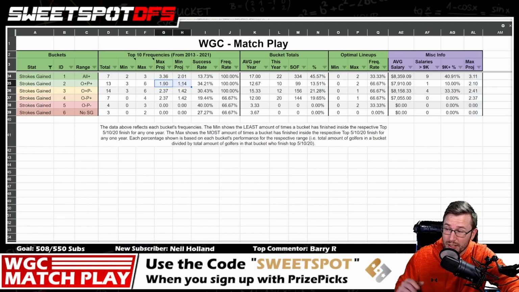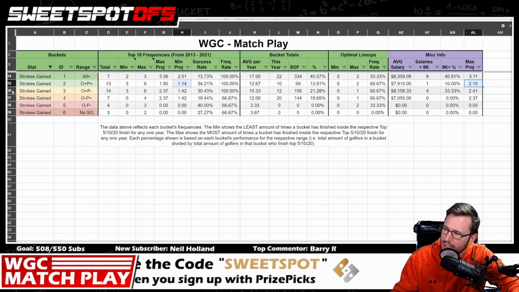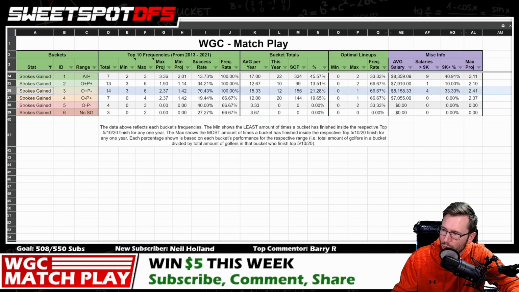So honestly, I could make the argument that you want 1 to 3 golfers from the stroke chain 2 bucket, but I'll probably keep it 0 to 3. I think that's probably the safest route. And then stroke chain 3 bucket, we want 1 to 3 there. Stroke chain 4, we want 1 to 3 there as well.